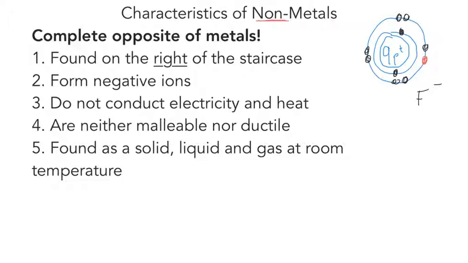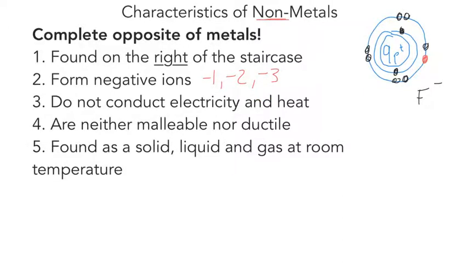So negative ions can form a -1 charge, a -2 charge, or a -3 charge, depending on the group. Everything in group 7 is going to have a -1 charge. Everything in group 6 is going to have a -2 charge. Everything in group 5 is going to have a -3 charge. Last few things about nonmetals: they don't conduct electricity and heat. They are not malleable nor ductile, and this is the main difference, that they're found as a solid, a liquid, and a gas at room temperature.